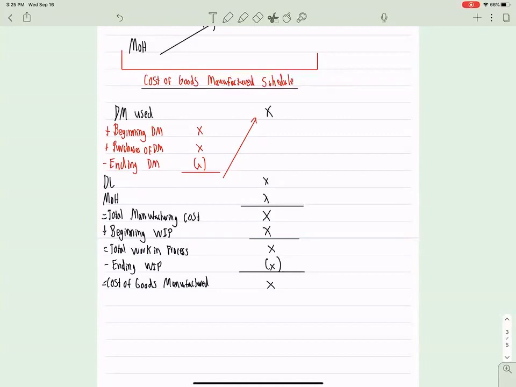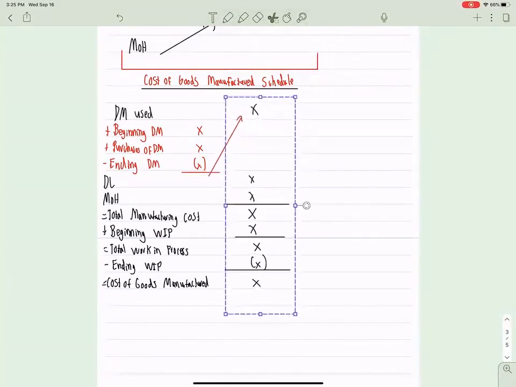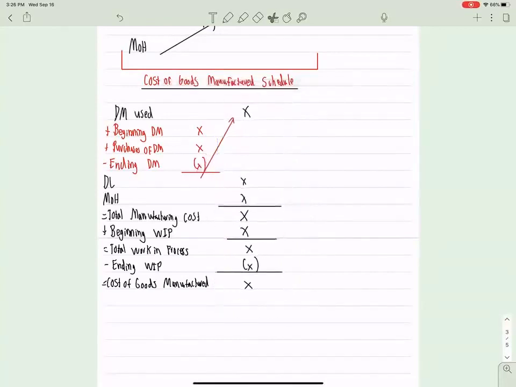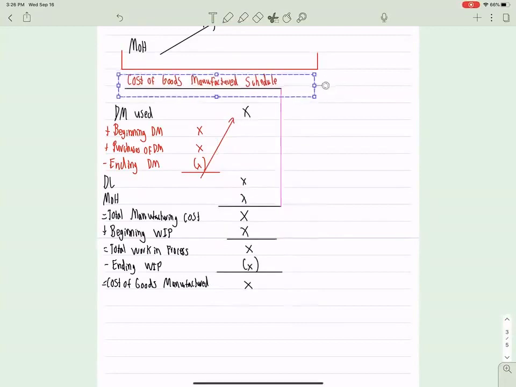All right, that is our cost of goods manufactured schedule. Now, I'm actually going to move this a little bit over because I want to go do the income statement side by side. So let's squeeze this as much to the side as I can. All right, now everyone, let's go do the income statement.